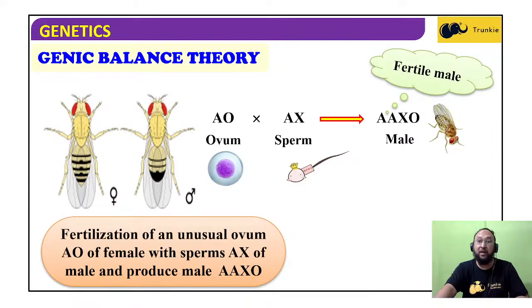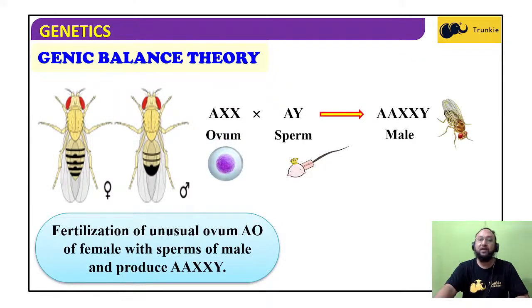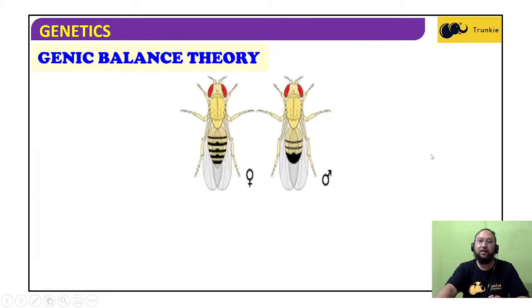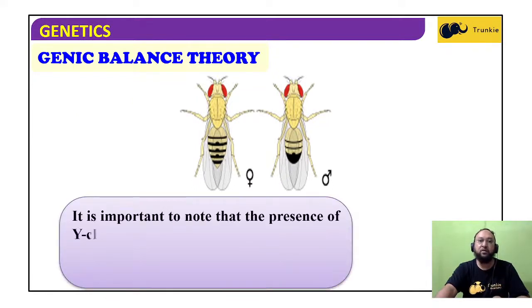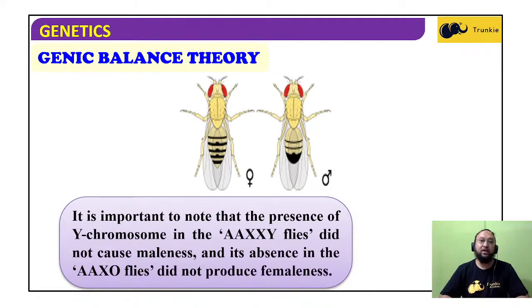Here also, in a fertile male, the autosomes are more than the X chromosomes. So here also we found AAXX. Though this AA and XX are equal in number, there is one Y chromosome also, so this individual will also be a fertile male. Now, it is important to note that the presence of the Y chromosome in the AAXXY fly did not cause maleness, and its absence in the AAX0 flies did not produce femaleness.